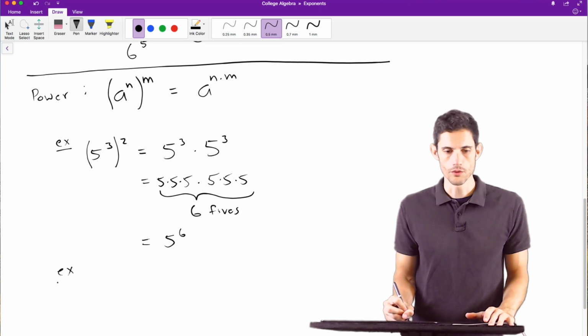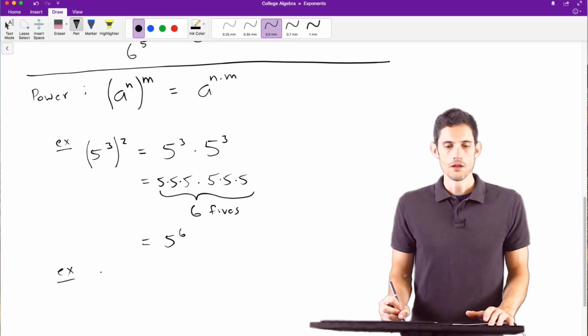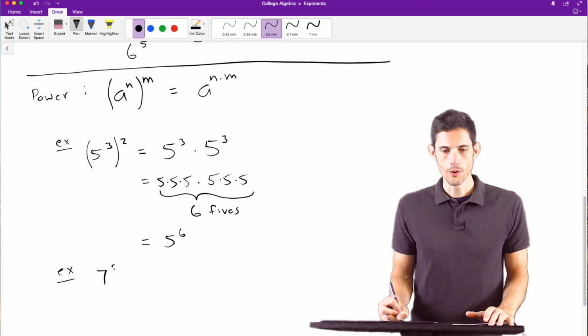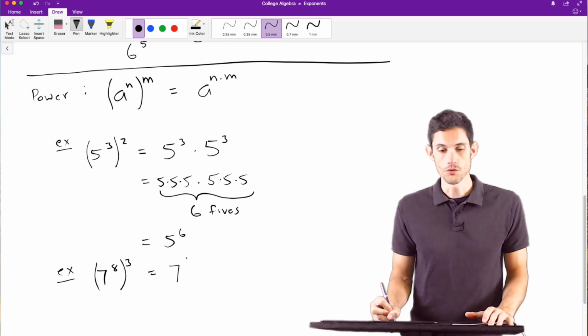So for example, 7 raised to the power 8, and all of that raised to the power 3. Well, that's 7 to the 8 times 3, which is 7 to the 24.